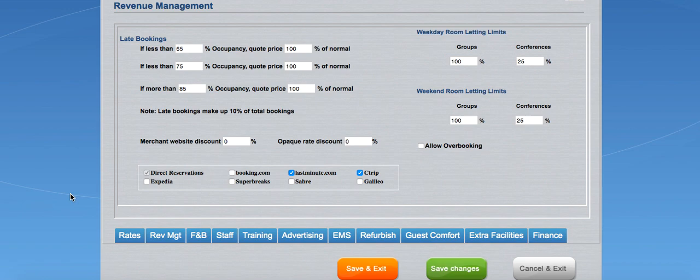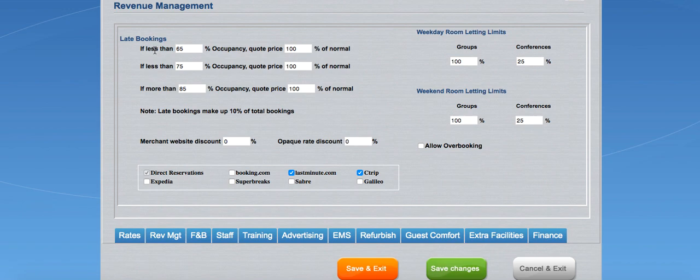Revenue management is a really important area, so again this links on from the rates management screen. Here we've got 3 or 4 different areas. We've got the area here in the top left hand corner, which I'm circling at the moment. This is for late bookings. The screen tells us late bookings make up 10% of our total bookings. So 1 out of every 10 bookings is a late booking, so it's well worth us having a strategy to deal with that.